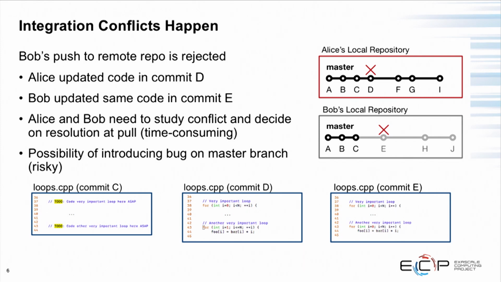And I don't know if you can read it there, but all it has is two comments that say, to do, please write two very important loops. And so they jump in, they're very eager. Alice starts to write those loops in commit D. Bob does that and commits E.